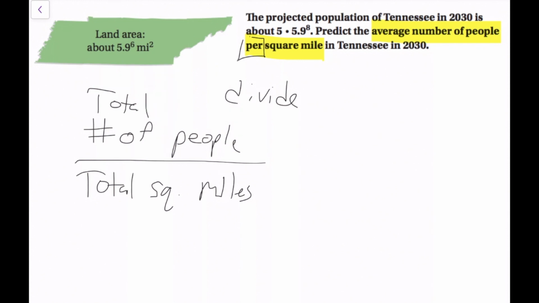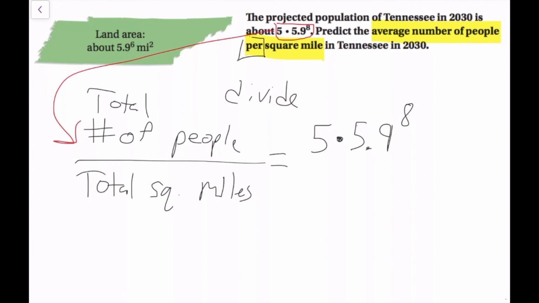Now, let's look at the projected total number of people. It says the projected population of Tennessee is about 5 times 5.9 to the 8th power. So I can just plug in this value for the top of this fraction, because that is telling us what the projected total number of people is. So I'm going to write that in. So that's going to equal 5 times 5.9 to the 8th power.